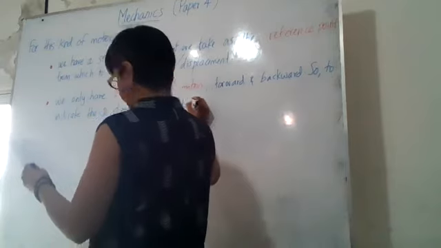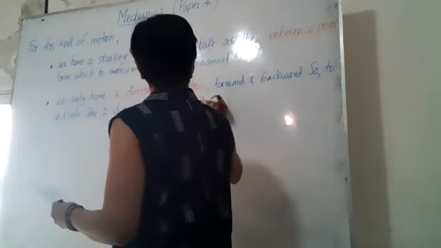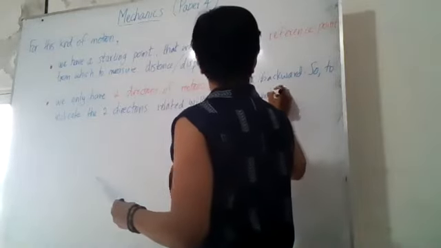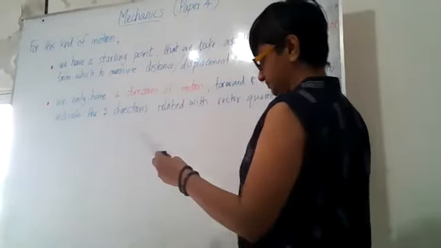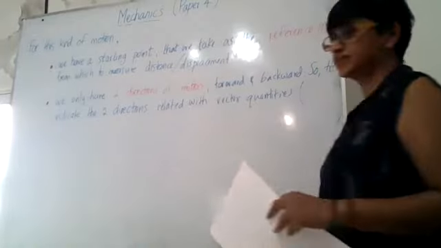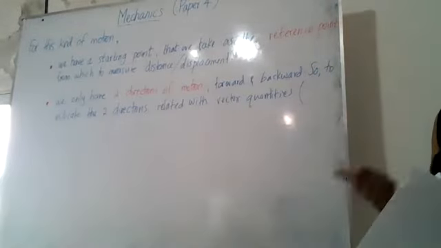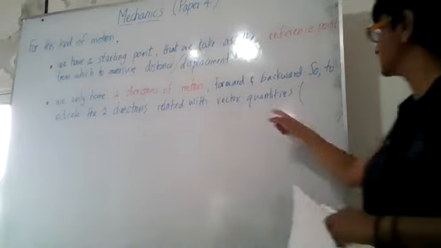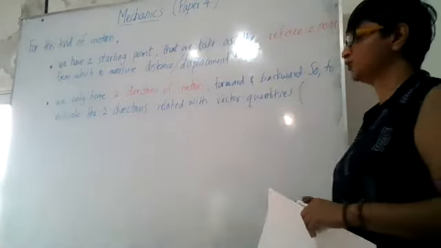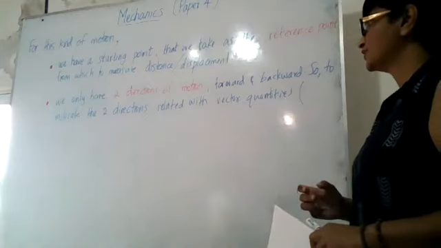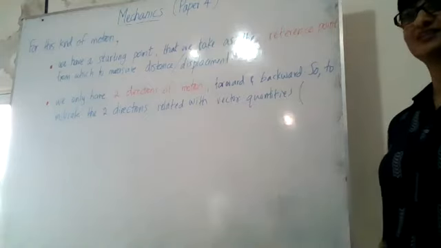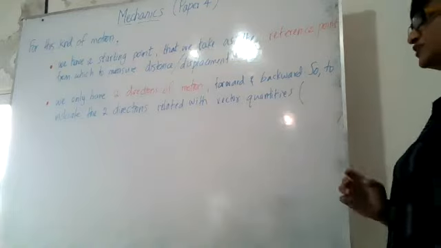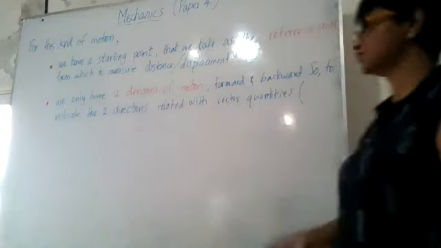related with vector quantities, what are the vector quantities involved in a motion? Displacement, velocity, and acceleration. When you want to talk about those three related to your motion, to indicate the direction, you can just use positive and negative, because there are only two directions. Positive you can use for forward, negative you can use for backward.